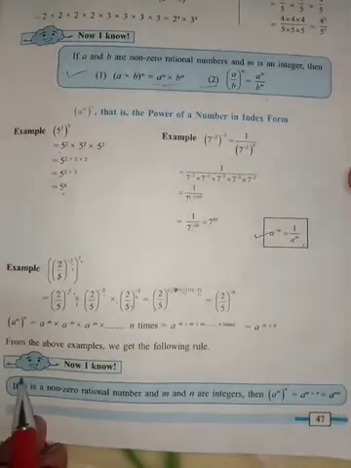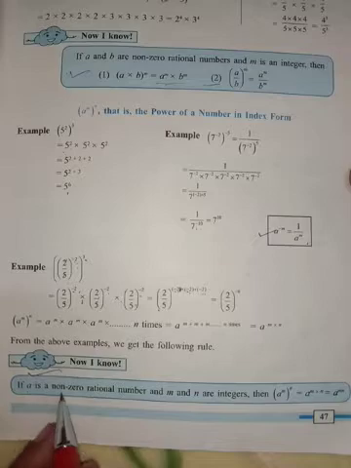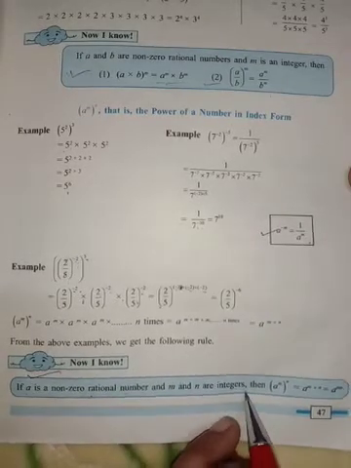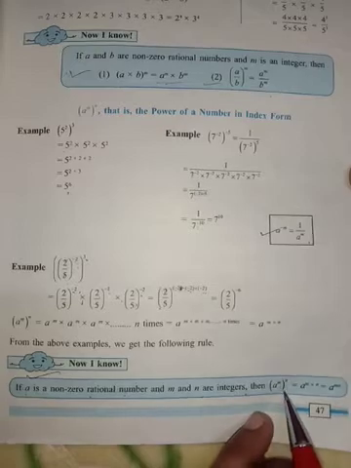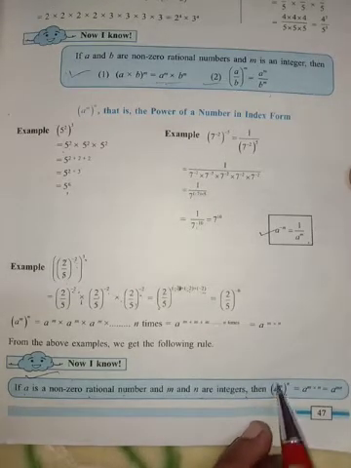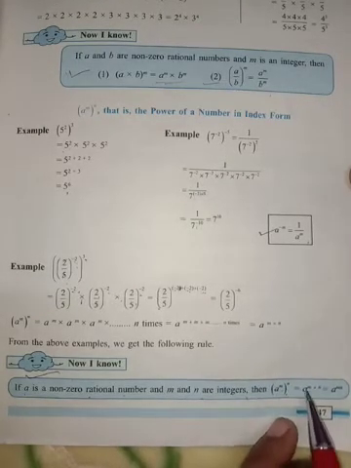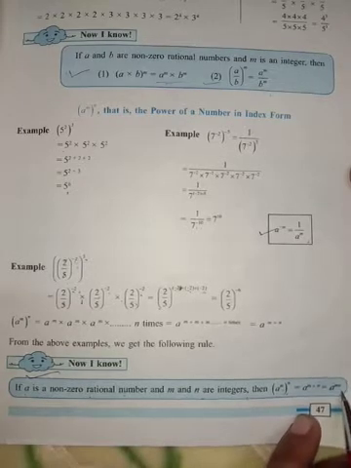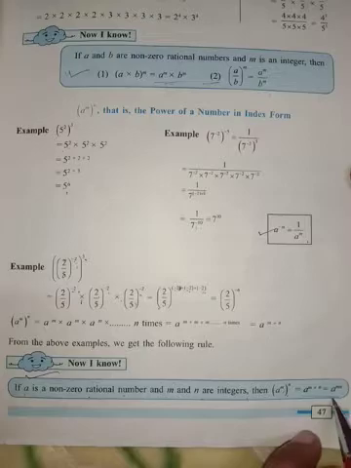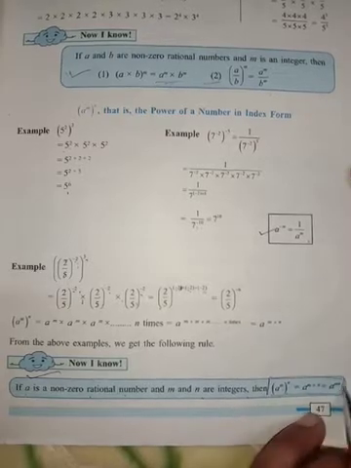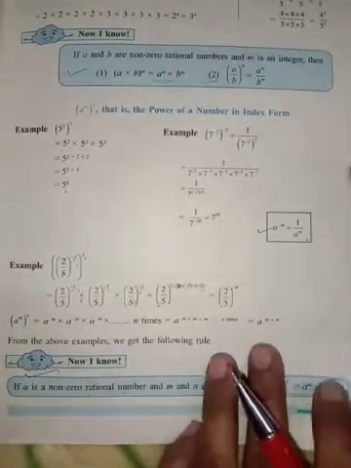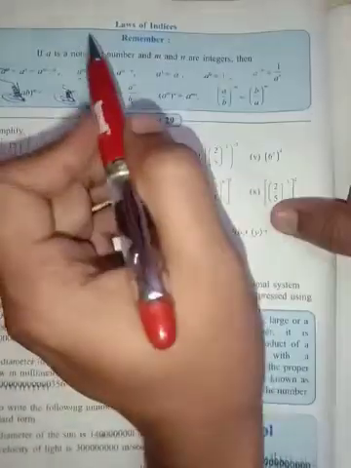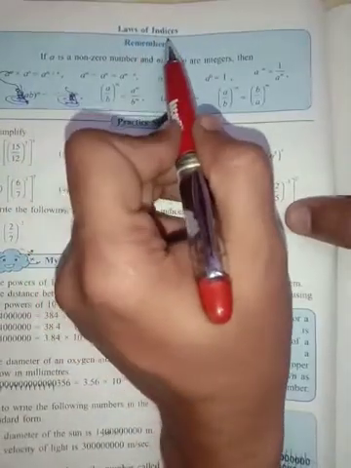Remember this is also important. If a is a non-zero rational number and m and n are integers, then (a raised to m) whole raised to n equals a raised to m into n, equals a raised to mn. This is the formula of this equation. Okay, remember these laws of indices.